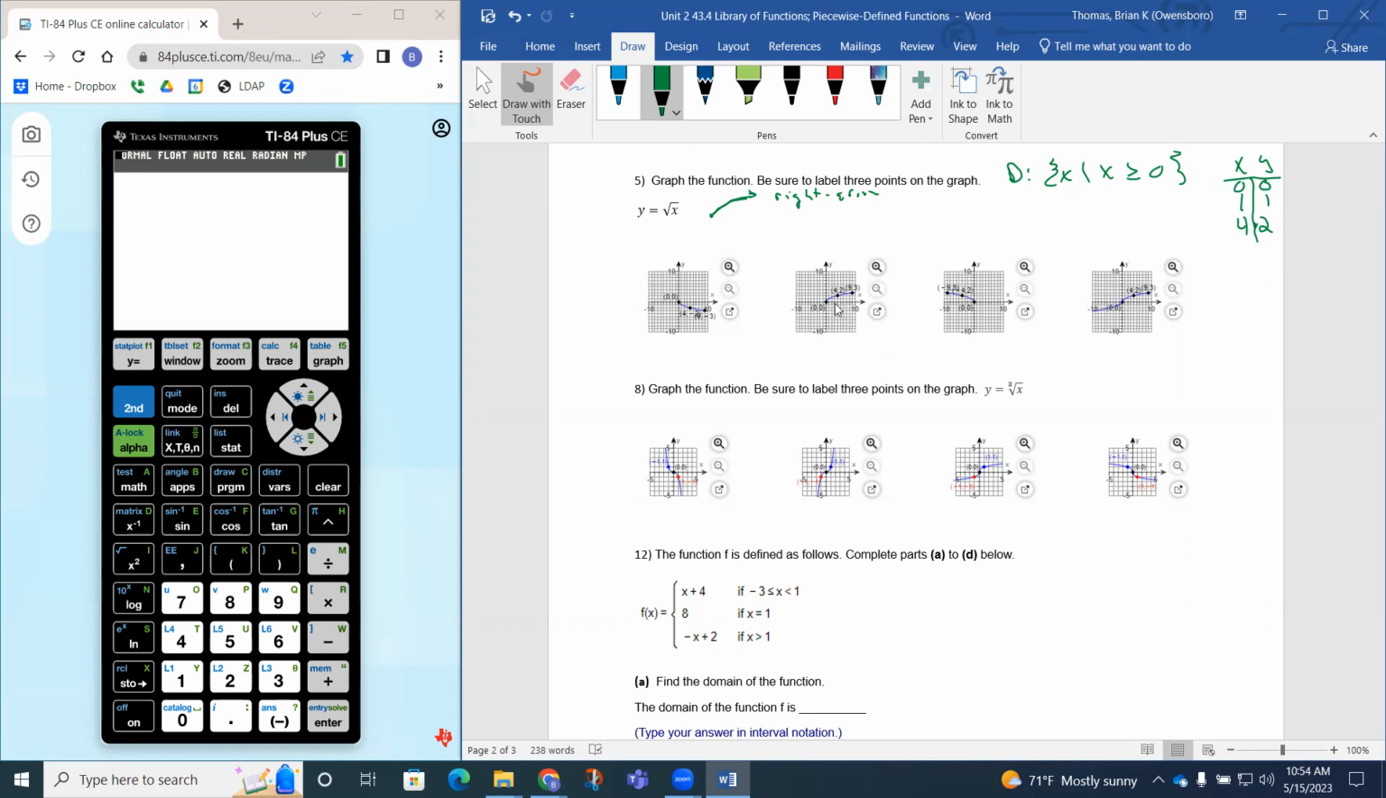And you're kind of seeing this graph here even has this 9, 3, looks pretty good, because the square root of 9 would be 3. So this graph here looks like it mirrors what we're talking about.